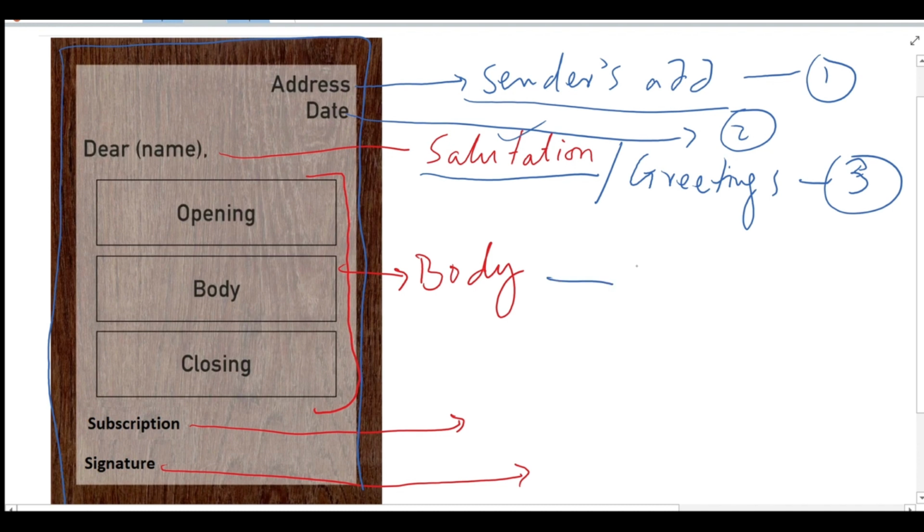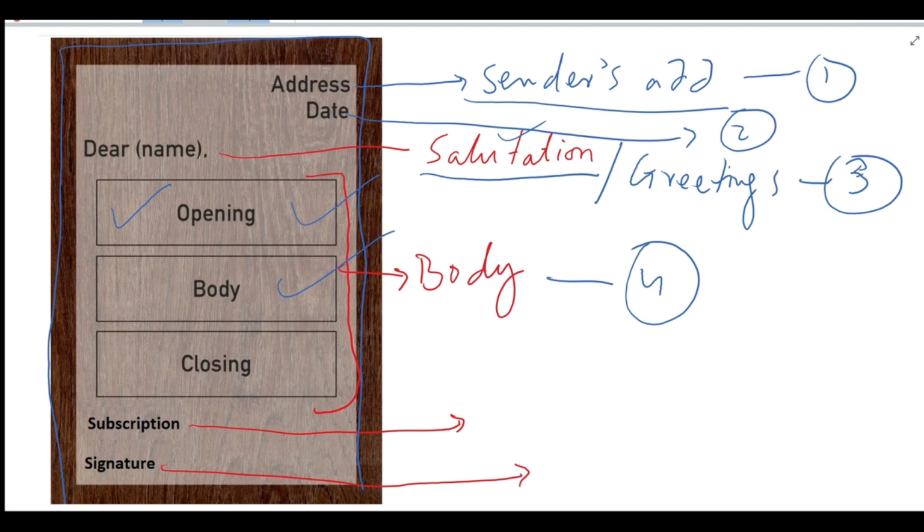Fourth part is the body. Now remember, in the body there are 3 parts. First of all, there is the opening. The opening can be like thanks a lot for your invitation. It can also be like I am writing after a long time, or it can also be like I'm really sorry for not writing to you earlier. So this is a kind of opening. Next we have the body, in which we write the main message for what we are writing.